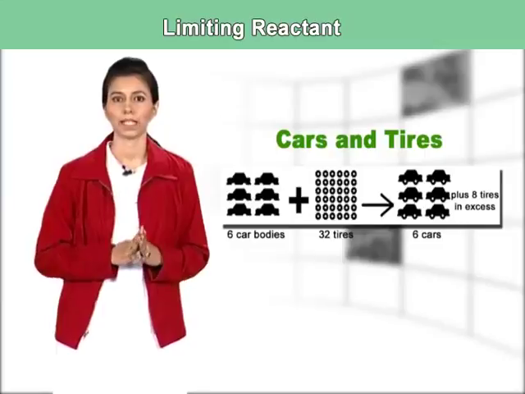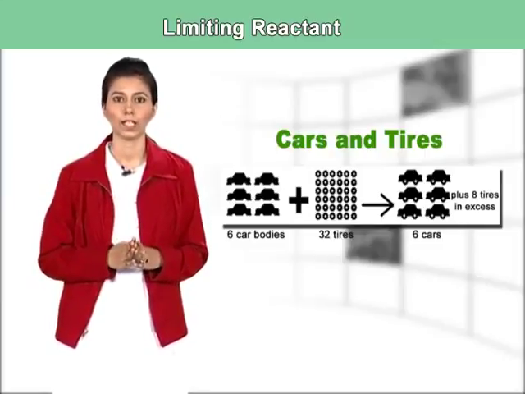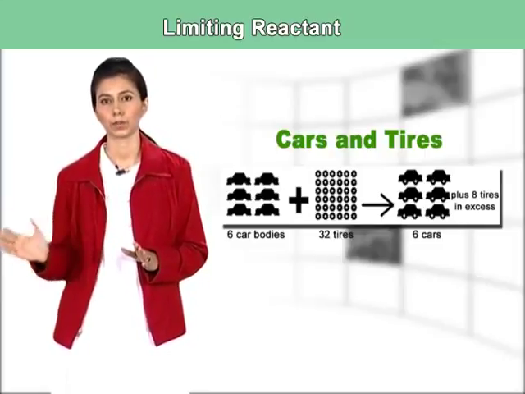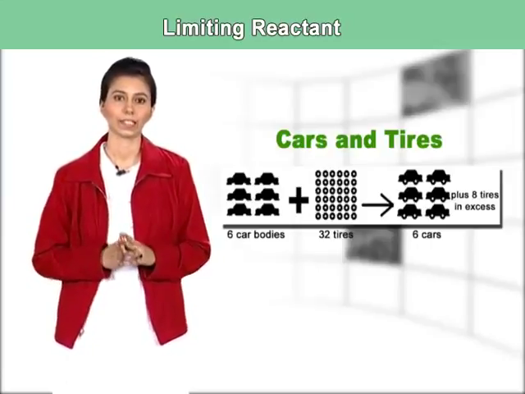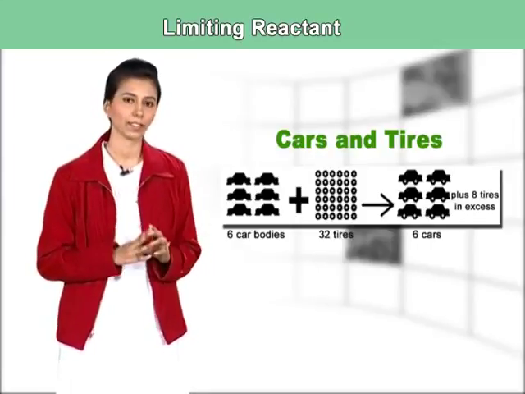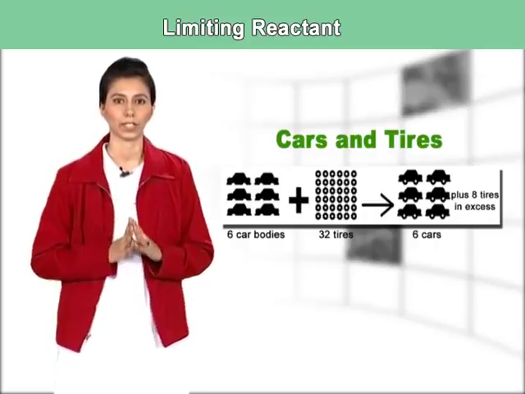He will end up making 6 cars only. Well, 8 tires will be left over. You can see here the product actually depends on the quantity of the limiting reactant.